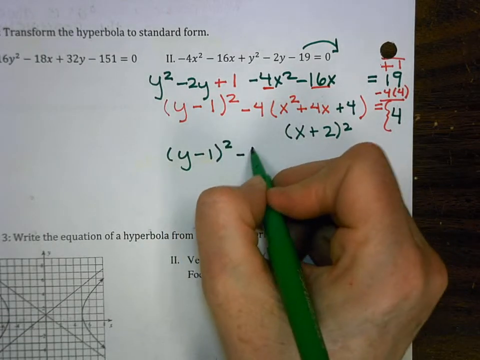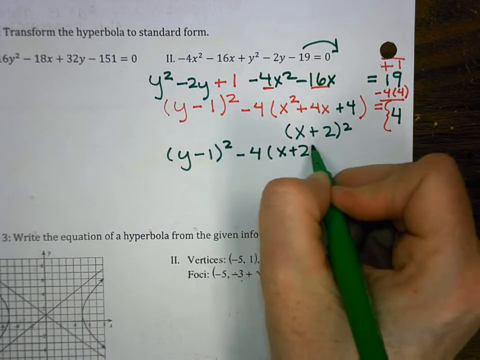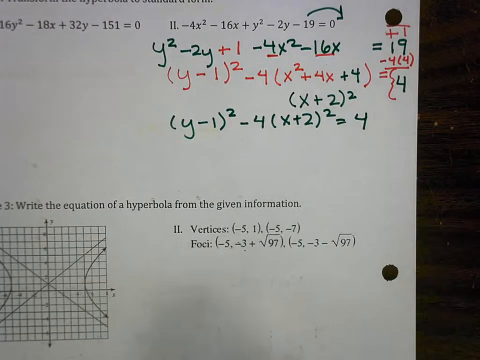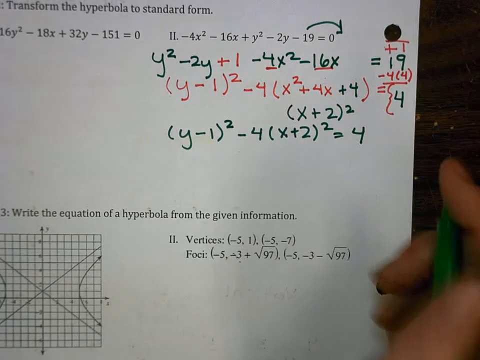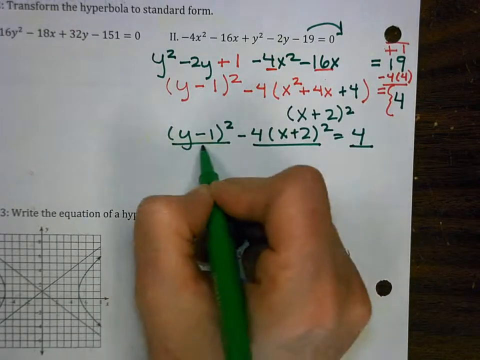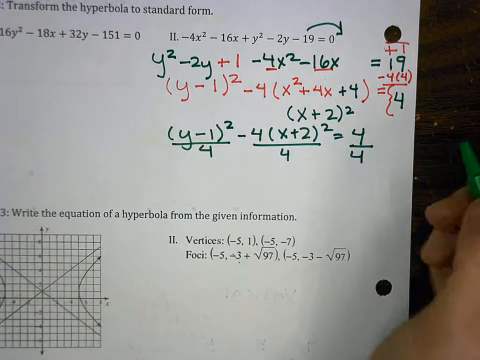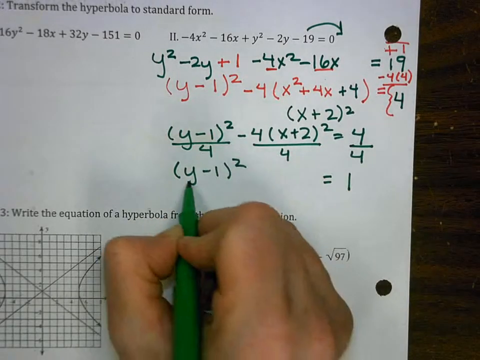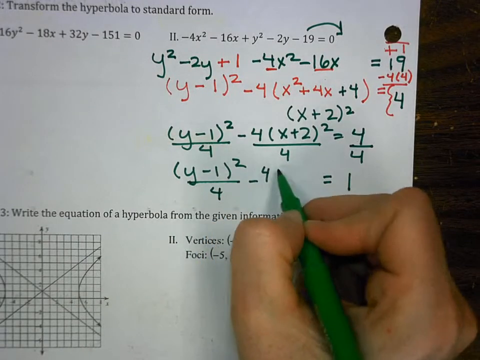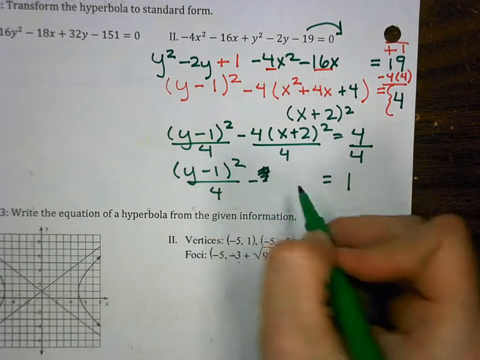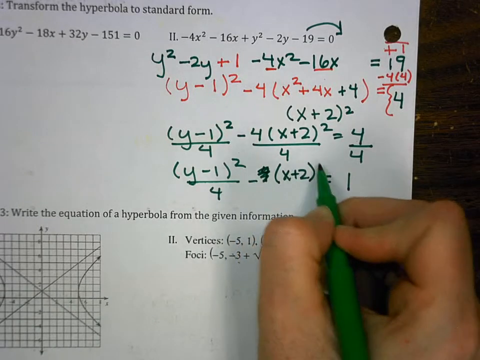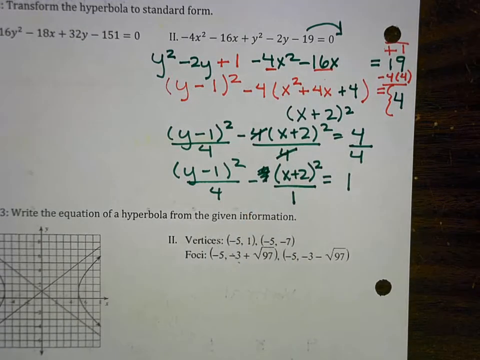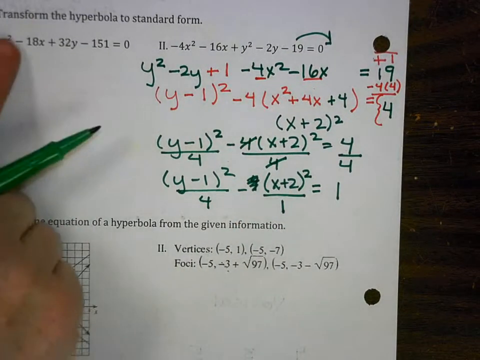So let's write this out. We have y minus 1 squared minus 4 times x plus 2 squared equals 4. Well, I know that hyperbolas are always equal to 1. So let's divide everything by 4 to get to our standard form. We get 1 equals y minus 1 squared over 4 minus, the 4's cancel, so that's minus x plus 2 squared over 1.